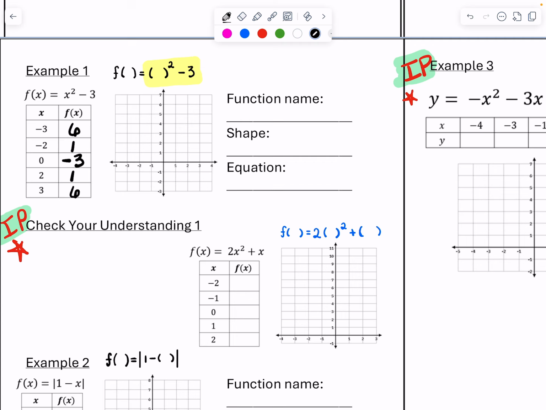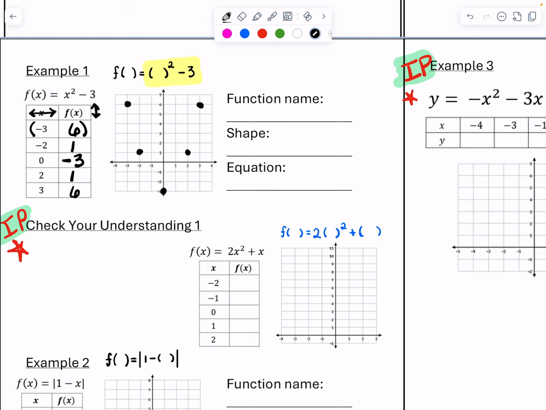Now, when we plot these again, remember our x value goes left and right. The y value, or f of x, goes from bottom to top. So if I have -3, 6, I'm going to count left 3 and then up 6. So left 3, up 6 is the first point. -2, so that's left 2, up 1, gives us the second point. And then we have 0, -3. Then I have 2, 1, and 3, 6.